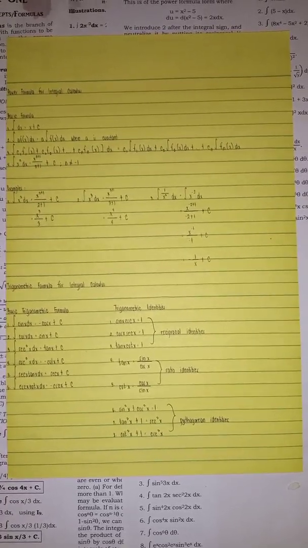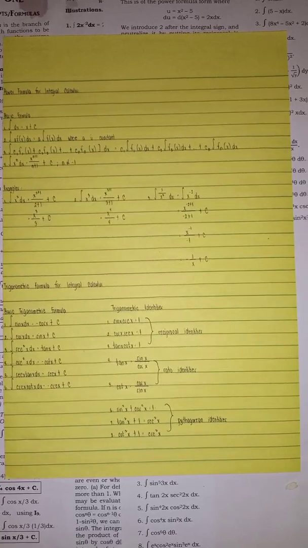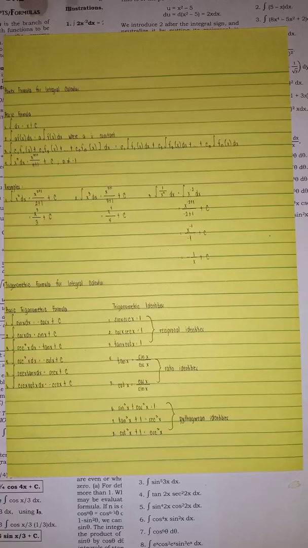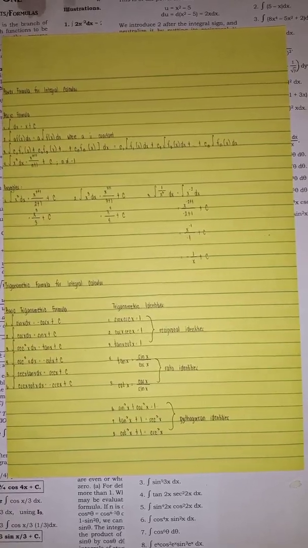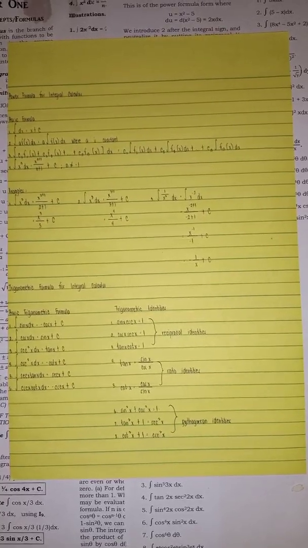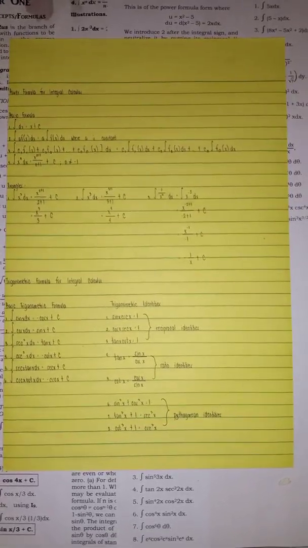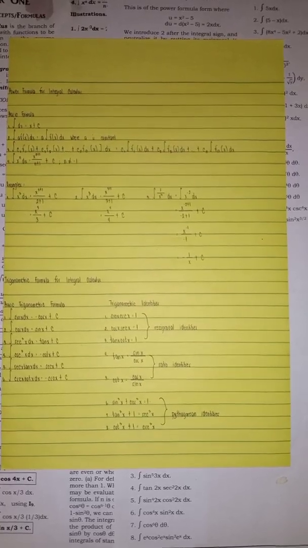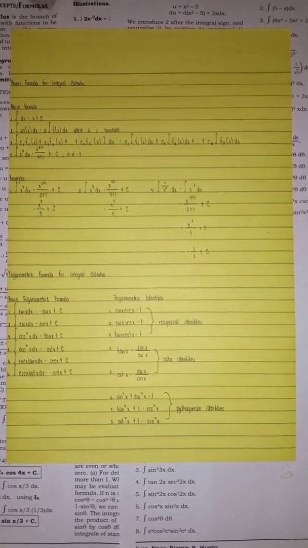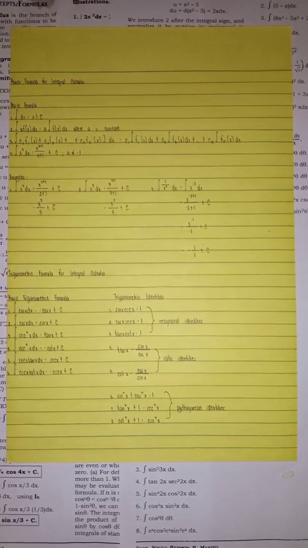Next, we have the integral of c sub 1 f sub 1 of x plus c sub 2 f sub 2 of x plus ... plus c sub n f sub n of x dx is equal to c sub 1 integral of f sub 1 of x dx plus c sub 2 integral of f sub 2 of x dx plus ... plus c sub n integral of f sub n of x dx. Meaning, if you have combinations of one or more functions, you can distribute the integral sign and integrate each function one by one.